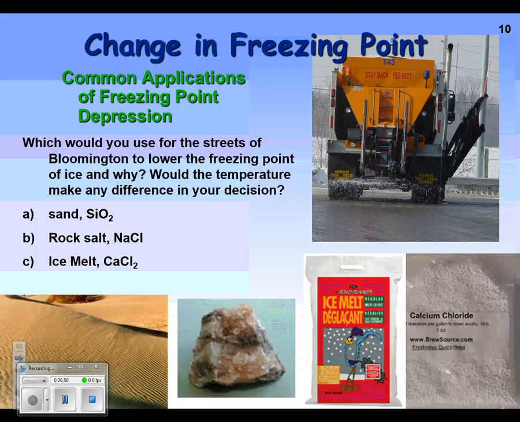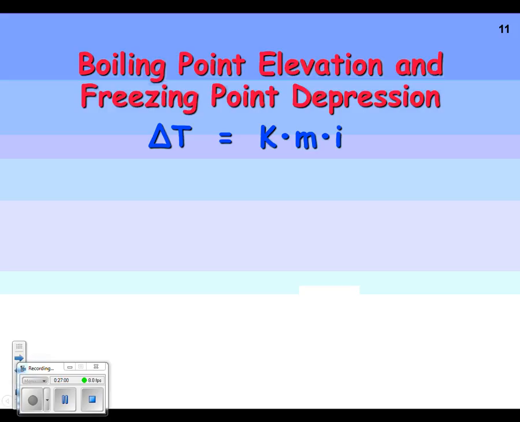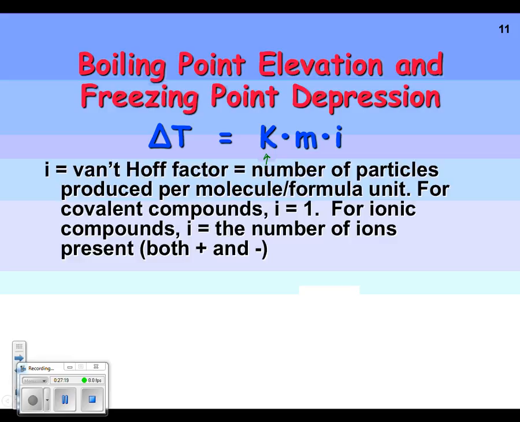Okay, let's move on. This is the equation that we're going to be using for both freezing point depression and boiling point elevation, so you'll want to write this down. This is the thing that changes. It's either the constant of boiling or the constant of freezing. The I is what we call the Van't Hoff factor. That's what I was just talking about. That's how many parts does it break into? How many pieces am I going to have?